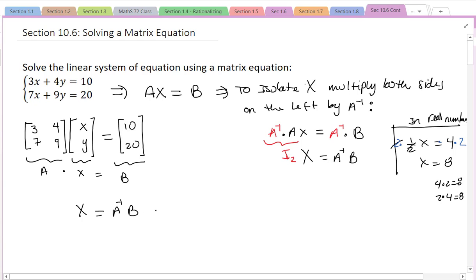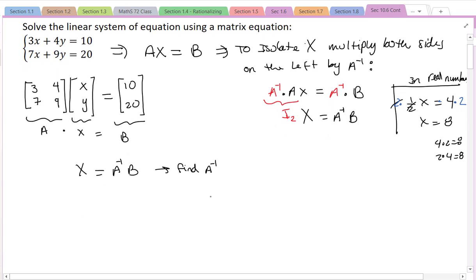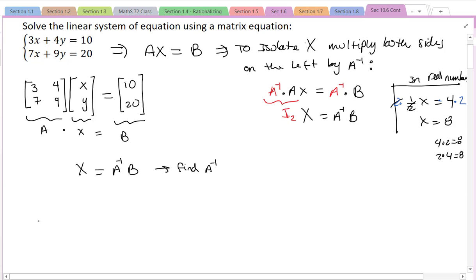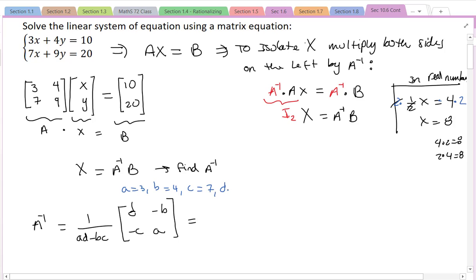So the task is to find A inverse, so we can perform this multiplication. A is a 2 by 2 matrix, so we can use the shortcut formula that A inverse is 1 over AD minus BC times the matrix where you switch the A and D. So D comes up here, and A goes on the bottom, and then for B and C, we just change the signs: minus B, minus C. In our case, A is 3, B is 4, C is 7, and D is 9.